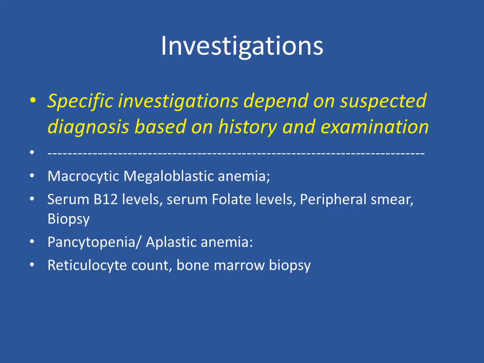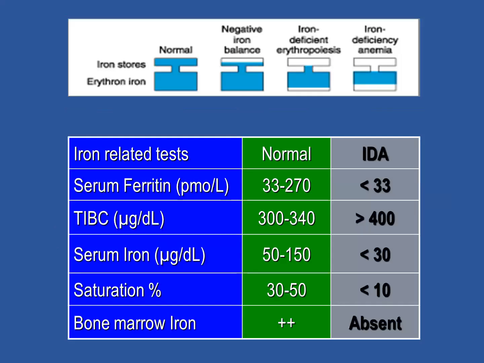So investigations depend on the suspected diagnosis based on history and examination. For macrocytic megaloblastic anemia, if you think there's increased MCV, you do B12, you do folic acid, you do a peripheral smear, you do a biopsy. If you see pancytopenia, all three cell lines affected, you're thinking of aplastic anemia, you're going to do a retic count, which will be low, and a bone marrow biopsy, which obviously will tell you whether there is or not.